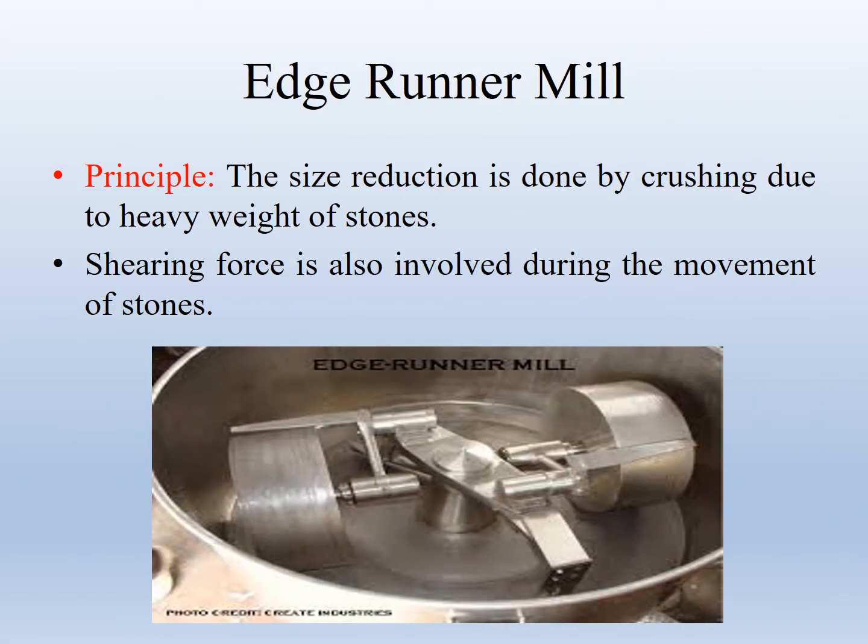The edge runner mill: the principle of this mill is that size reduction is done by crushing due to the heavy weight of the stones. Shearing force is also involved during the movement of the stones. So these are the stones. Due to these stones, shearing action takes place and material is milled between the surfaces of the stones.